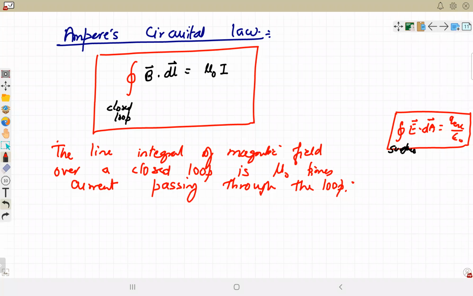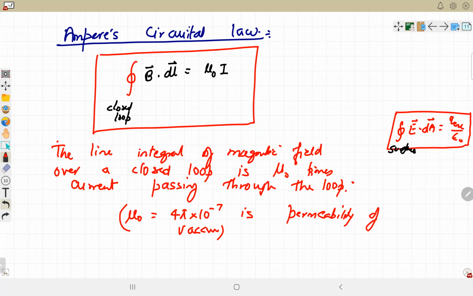Right, so mu naught is the permeability of the medium surrounding the region. If it is vacuum, it will be 4 pi into 10 raised to power minus 7. If the region in which the magnetic field is present is a different medium, it will change according to the medium. Theoretically, it is applicable for all shapes of loop, but practically we can apply it only for a symmetrical loop around a symmetrical magnetic field.